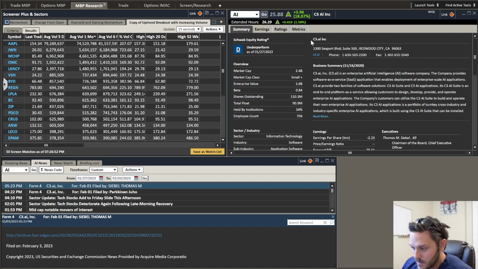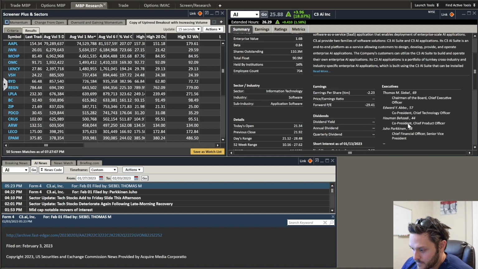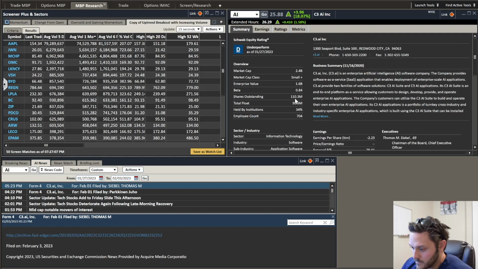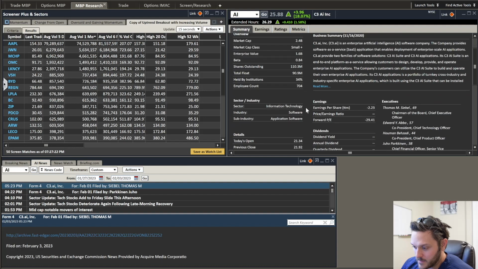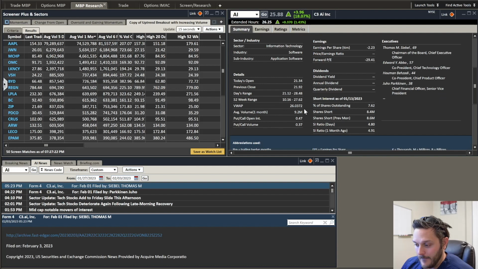All right, so C3 AI, enterprise artificial intelligence software company, software as a service, so it's a SaaS company. Earnings per share, losing money. Market cap 2.4 billion, so it's a small cap. Total float 90 million, 110 million outstanding. A little bit of short interest on that one, 34%. 704 employees. Average volume in 1 month is 9.2 million. Put call ratio is pretty high.